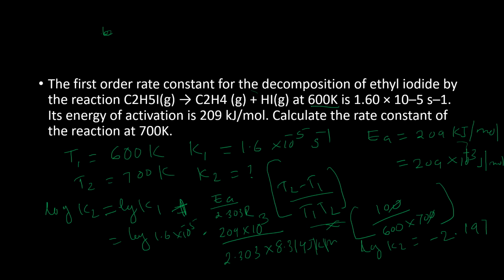So when you take the antilog, we'll get K2 is equal to 6.36 × 10^-3 second inverse. That's it.